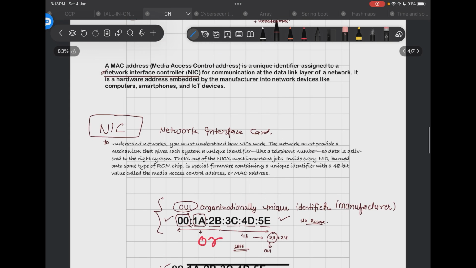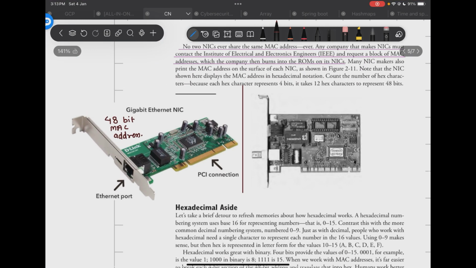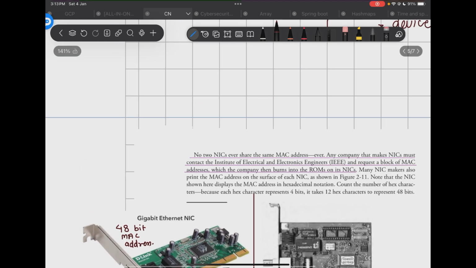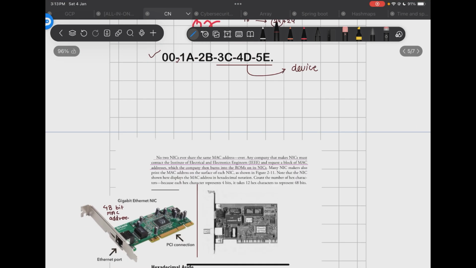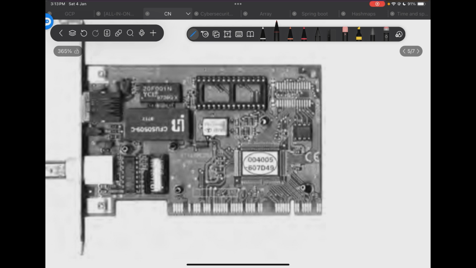Okay. The NIC looks something like this. This is where your connections are. And if we read the definition here, you might see one of the NIC's most important jobs. Inside the NIC, burned onto some type of ROM chip, is a special firmware containing a unique identifier with a 48-bit value called the MAC address. What I just told you here, they have represented it like this. This is the MAC address burned into the ROM.